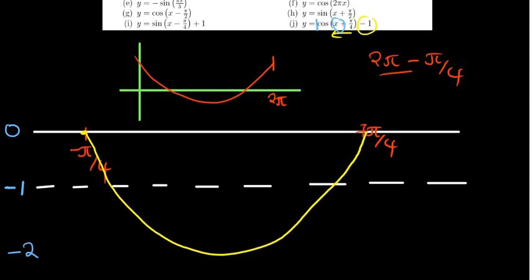Equally, this other point, which was 3 pi over 2, you can do the same as well, subtract, and see where the graph has now moved.